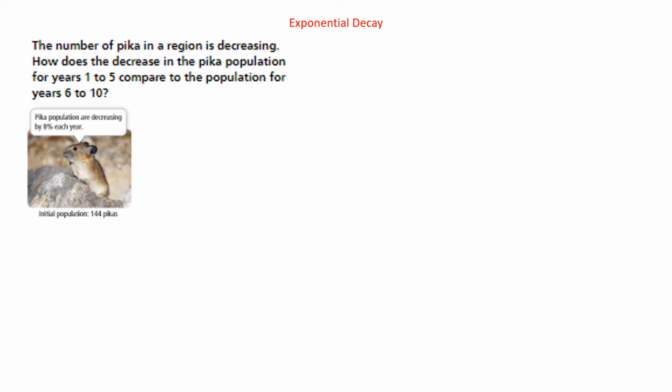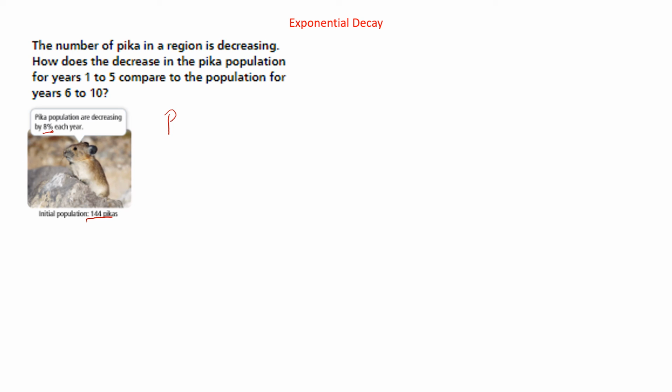We can use exponential decay to help us solve problems. So here we have number of pica in a region is decreasing. How does the decrease in the pica population for years 1 to 5 compare to the population for years 6 to 10? So we're going to find the average rate. So we're basically going to find a slope.